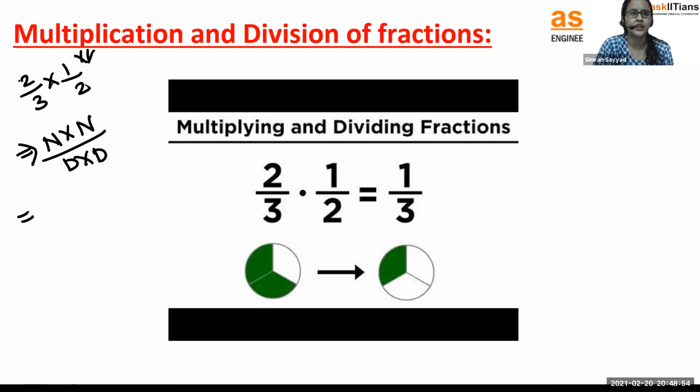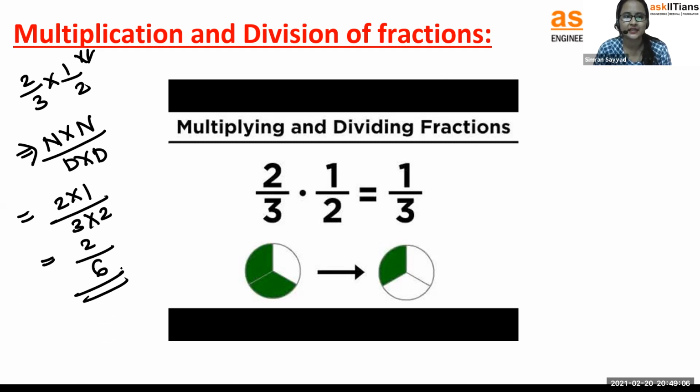So what are you going to get if you multiply 2 times 1 and 3 times 2? 2 by, yes, 3 times 2 is 6. That's it. If you want, you can reduce it as well. The reduced term will be 1/3. Okay. One more approach. Suppose you are solving word problems and you are getting a huge set of fractions, and it's the multiplication sign everywhere.